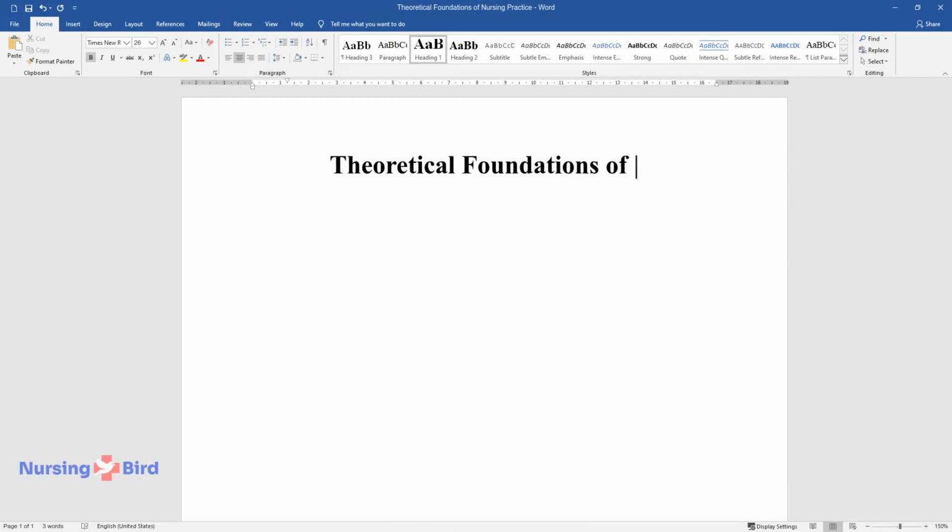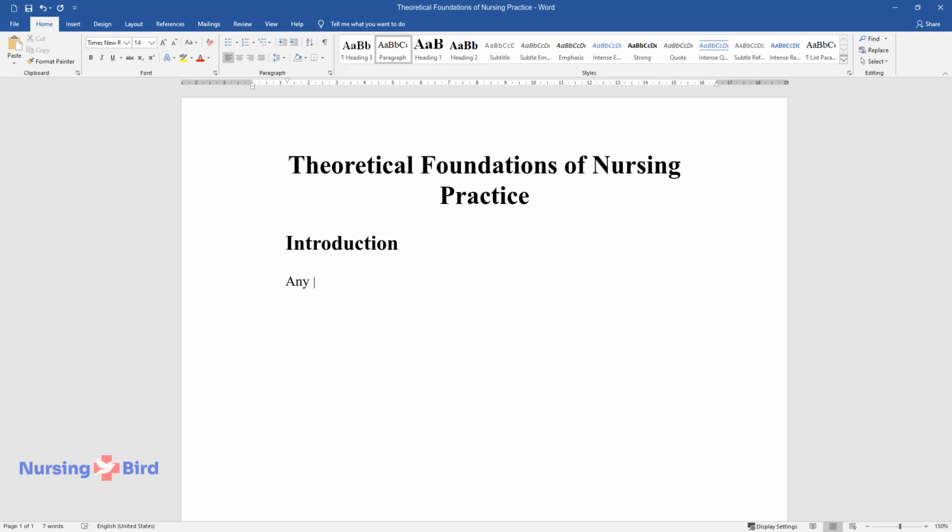Theoretical Foundations of Nursing Practice. Introduction. Any professional discipline is theory-driven and evidence-based, including nursing practice.